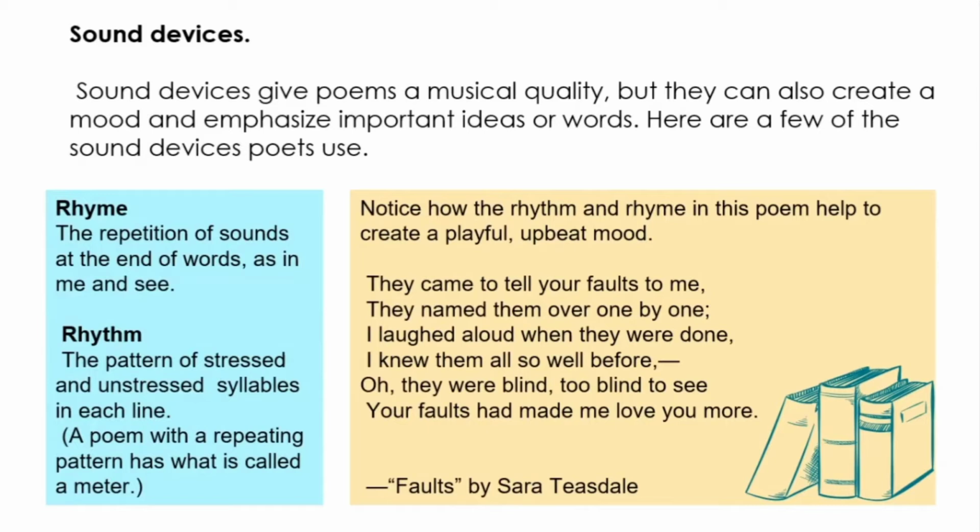Sound devices. Sound devices give poems a musical quality, but they can also create a mood and emphasize important ideas or words. Here are a few of the sound devices poets use. Rhyme: the repetition of sounds at the end of words, as in me and see. Rhythm: the pattern of stressed and unstressed syllables in each line. A poem with a repeating pattern has what is called a meter.